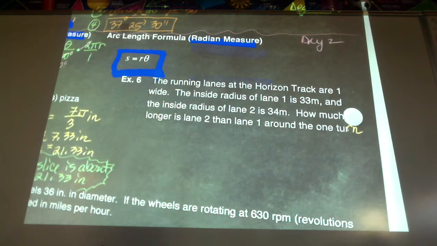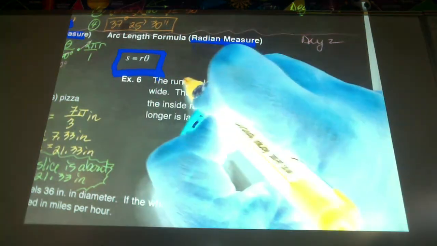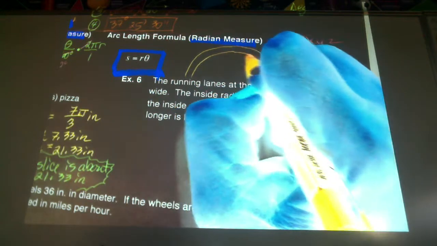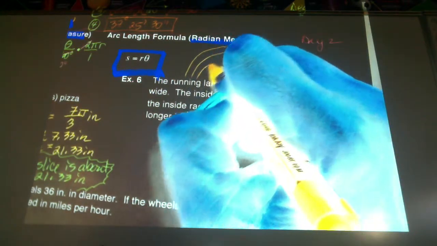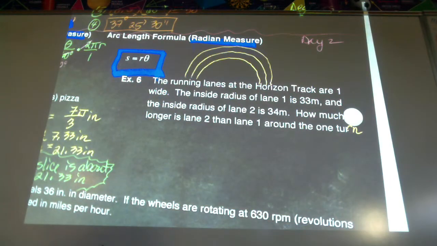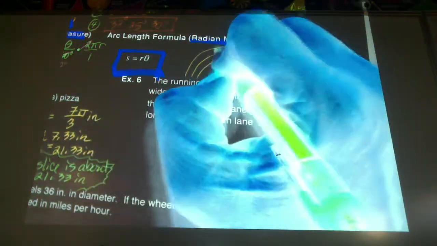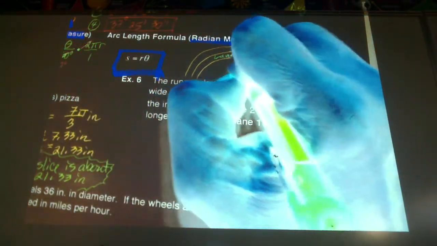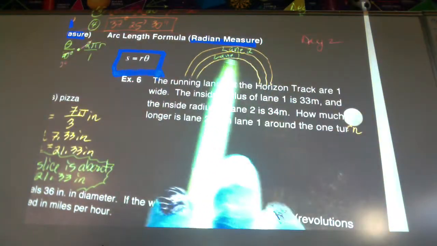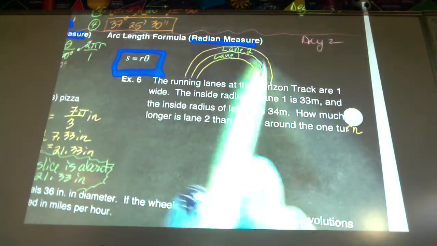And one turn, they're just talking about the curved part of the track, not the straight part of the track. So we're talking about this part right here. So there's one lane, and here's the second lane. Now you've seen runners staggered, correct? So this is going to be lane 1 and lane 2. The reason why they're staggered is because the distance here is obviously shorter than the distance on the outside lane.